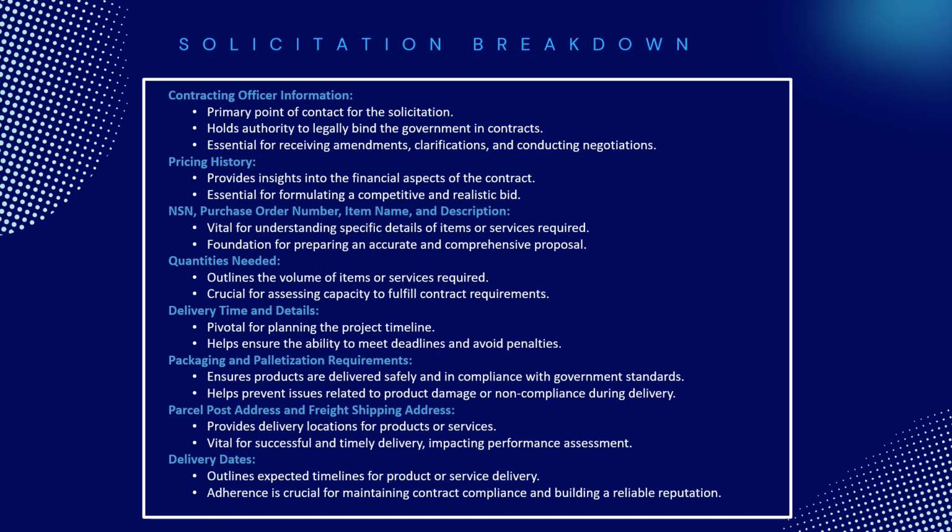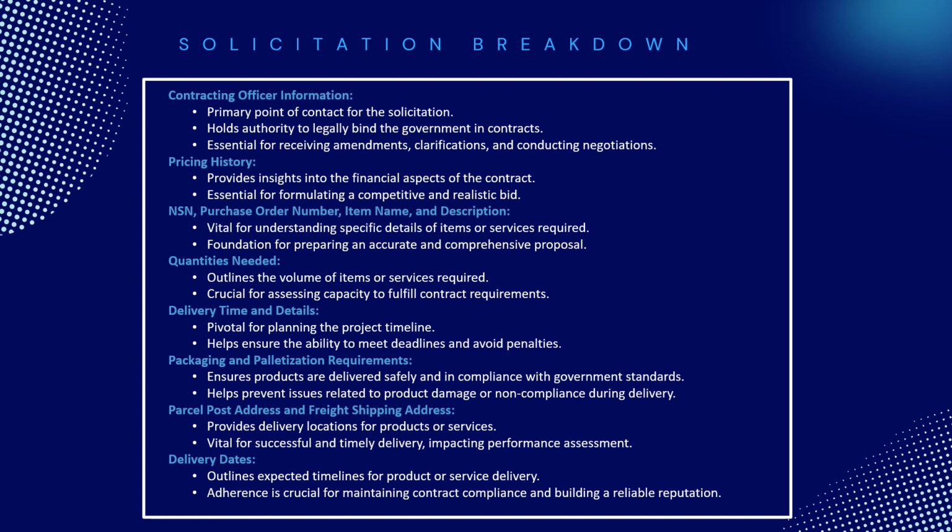Next, we talked about pricing history and how it provides insights into the financial aspects of the contract. Understanding this section is essential for creating a competitive and realistic bid. Then we moved on to NSN, purchase order numbers, item names, and descriptions. This section is vital for understanding the government's specific needs. This section lays the foundation for preparing an accurate and comprehensive proposal. We then reviewed the quantities needed section, which outlines the volume of items or services required. This is key for assessing your capacity to fulfill the contract requirements.